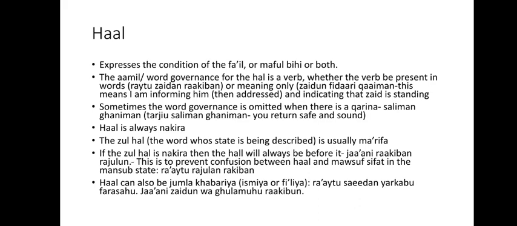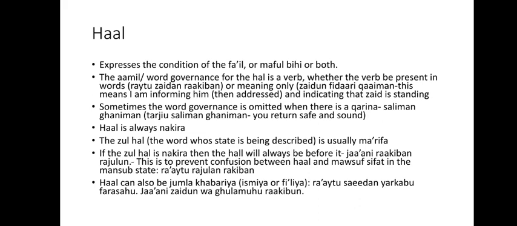So ra'aytu is a verb which means I saw. Ra'aytu Zaydan rakiban, I saw Zayd whilst he was riding. So Zaydan rakiban here is expressing the state of Zayd, which is the maf'ul bihi. Notice how Zaydan is mansub because it has a fatha. So Zaydan is the maf'ul bihi, and rakiban is also mansub because it's the hal. It's describing the state of Zayd when I saw him.